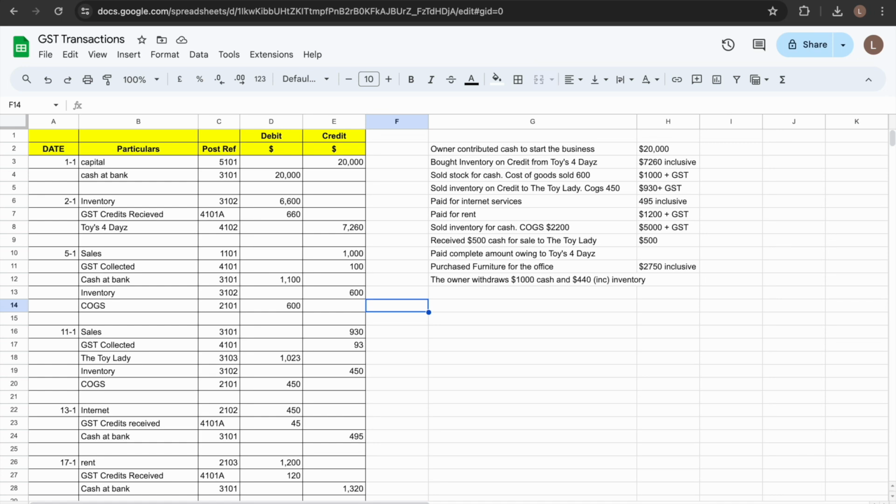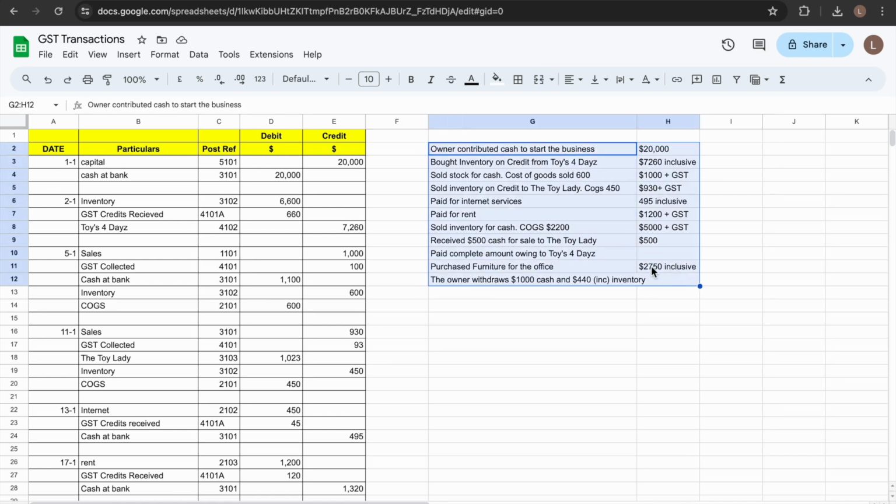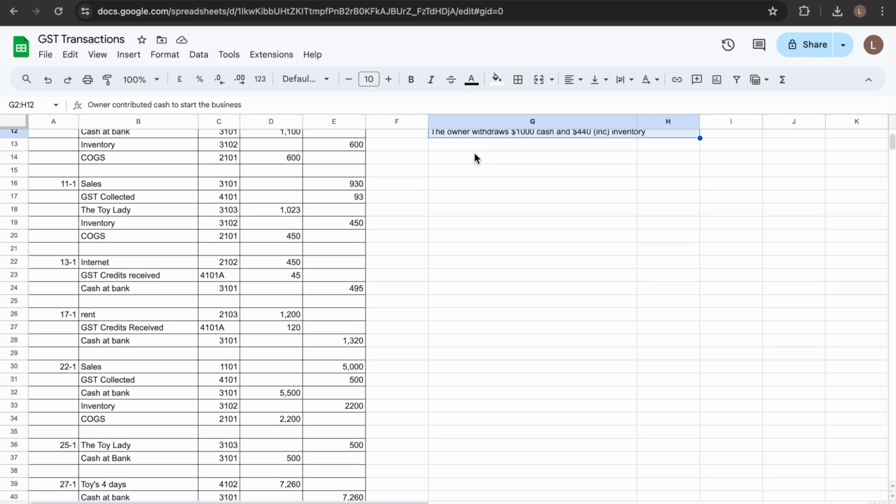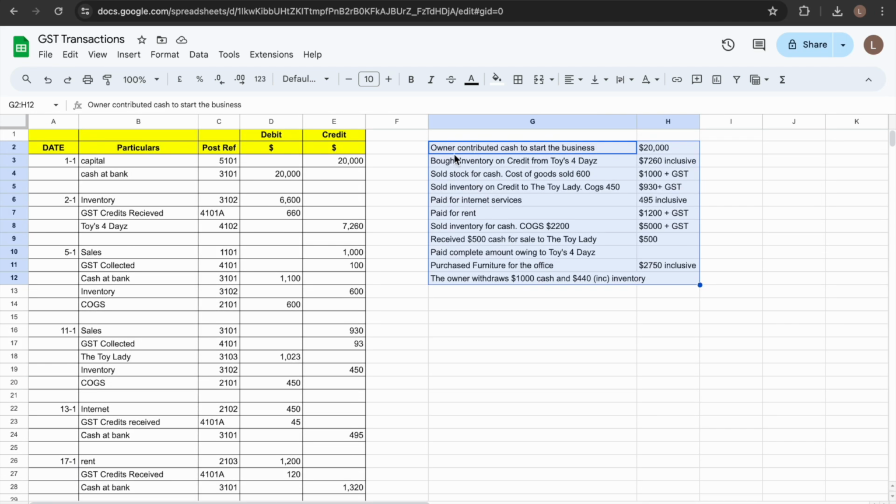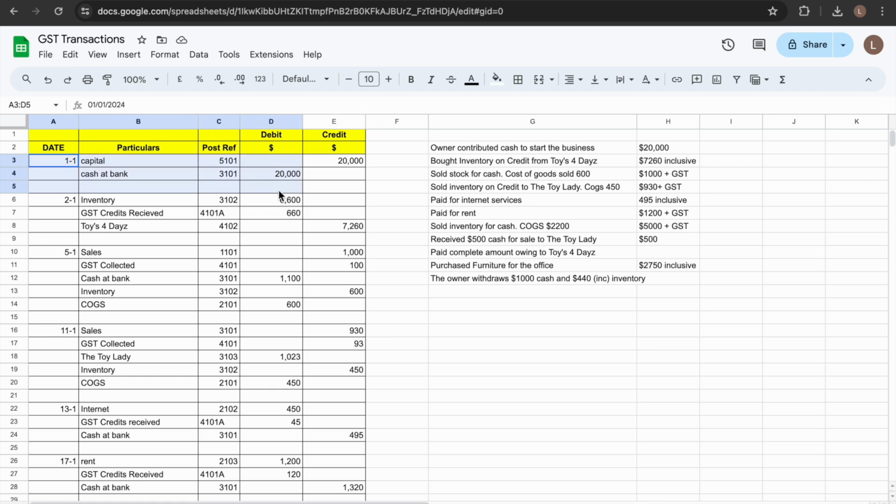Okay, I've got over here my list of transactions that I've got to put in. I'm just assuming I made the dates up myself. So first, obviously, I got capital. Now there's no GST on that because I'm not buying a good, not selling a good, not selling a service, not buying a service, no tax. So I got my 20 grand, my 20 grand.